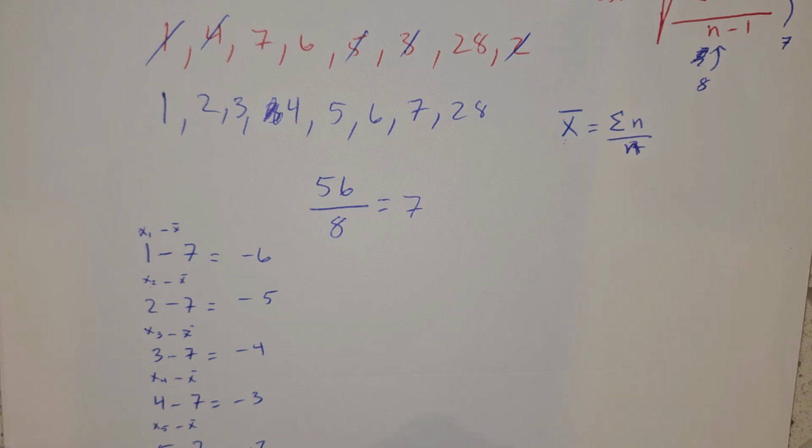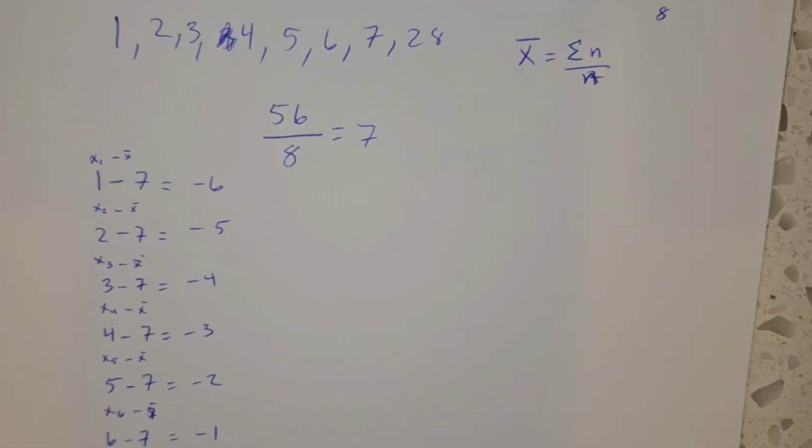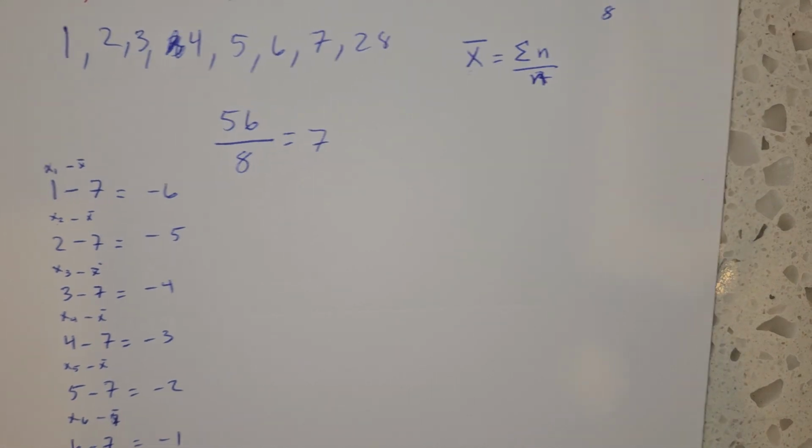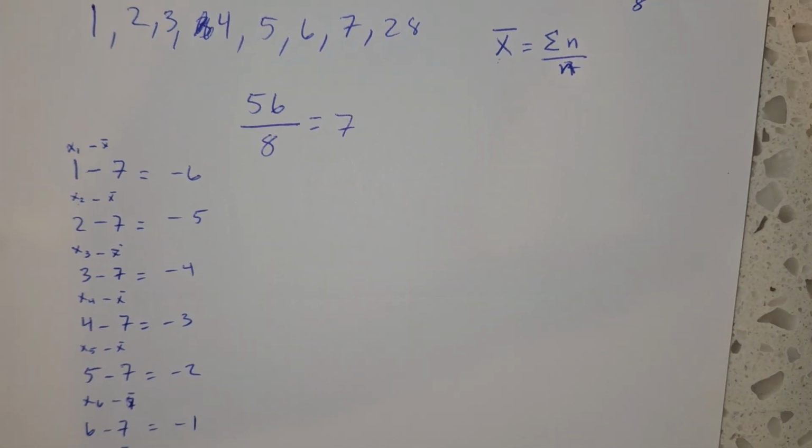Then we get our x sub 7 minus our mean: 7 minus 7, which is equal to 0. And then x sub 8 minus our mean: 28 minus 7, which gives us 21. It's kind of a lot of stuff. Let me move it over a little bit.